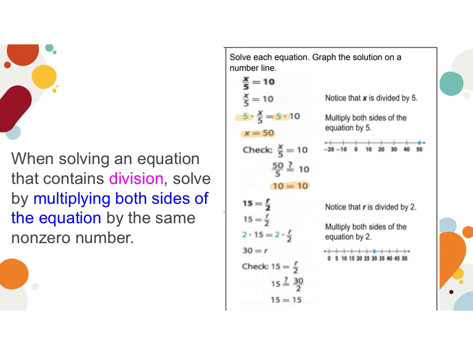The second equation is 15 equals r divided by 2. R is divided by 2, so the opposite operation would be to multiply by 2. So we'll multiply both sides of our equation by 2. The 2s cancel out and leave r by itself, and 2 times 15 is 30, so r equals 30. We'll plug in 30 for r into our original equation. 30 divided by 2 is 15, so we solved our equation correctly.